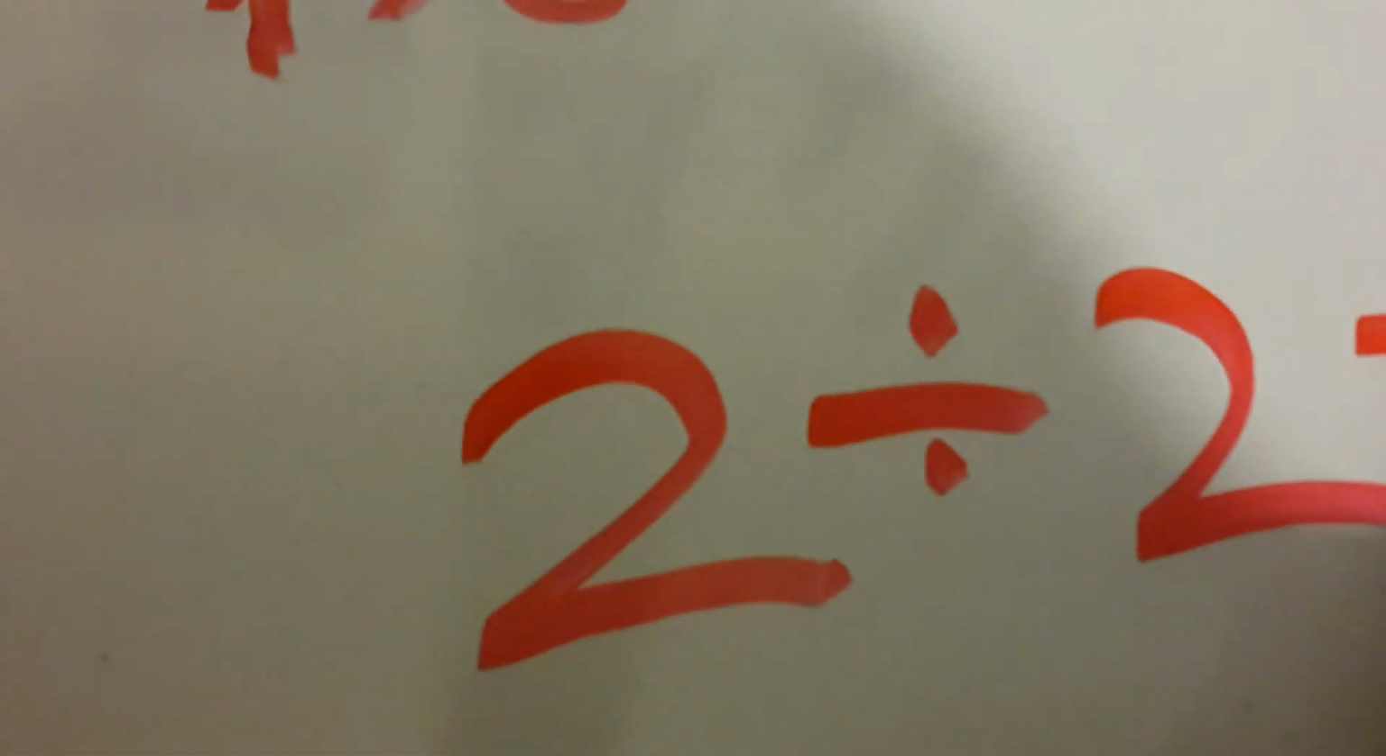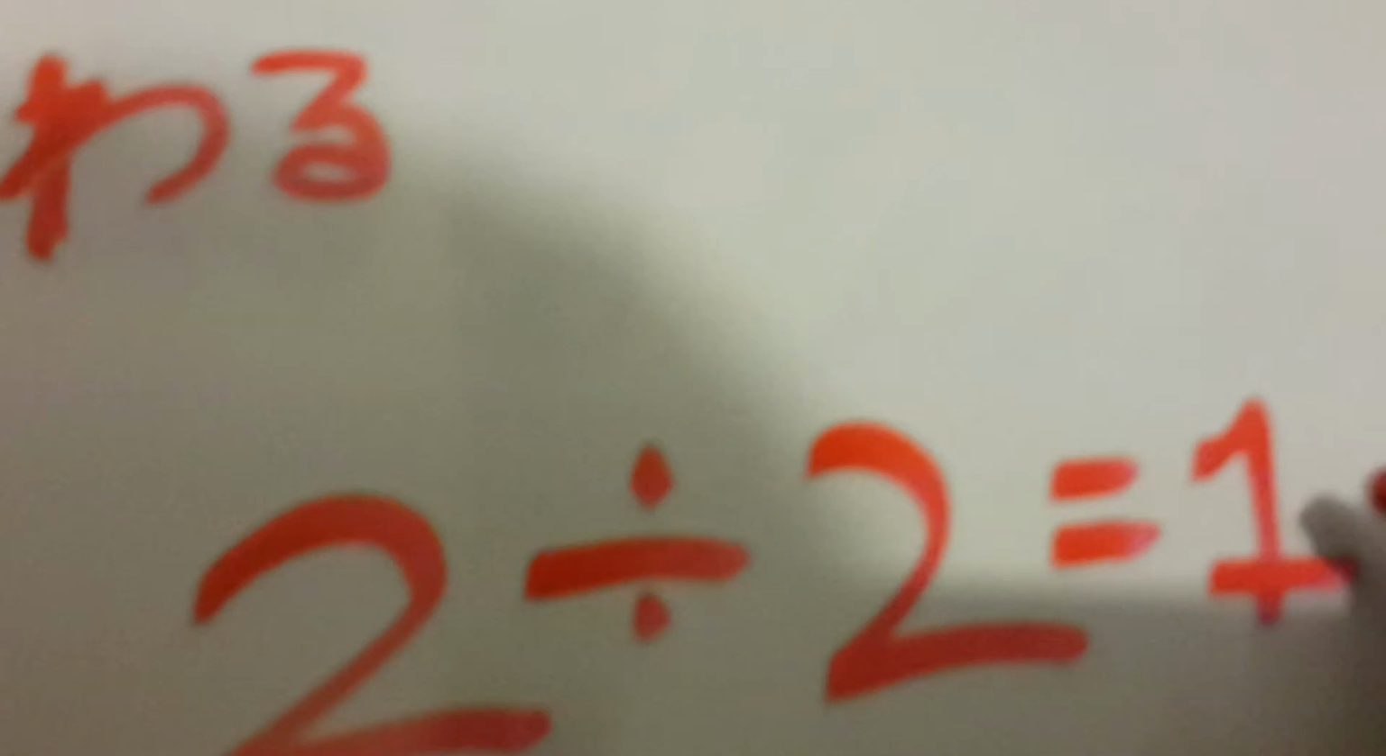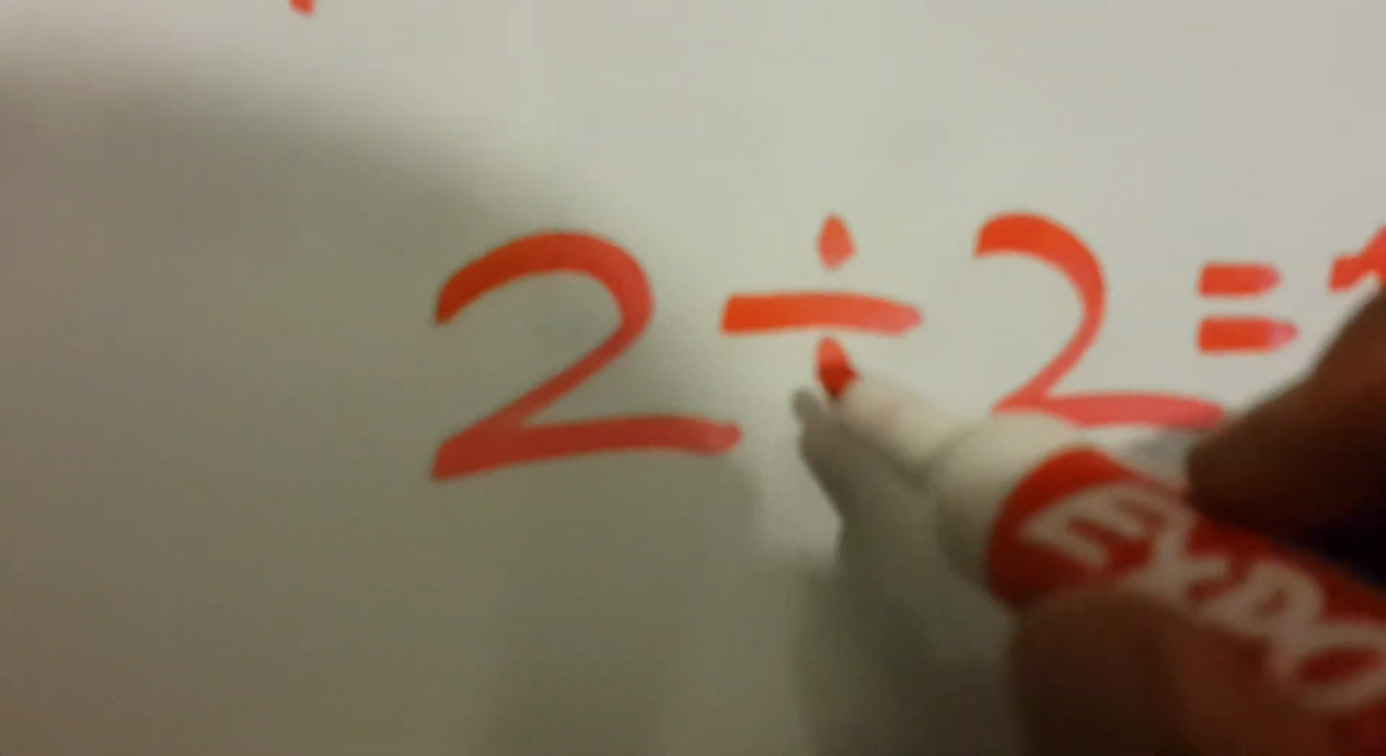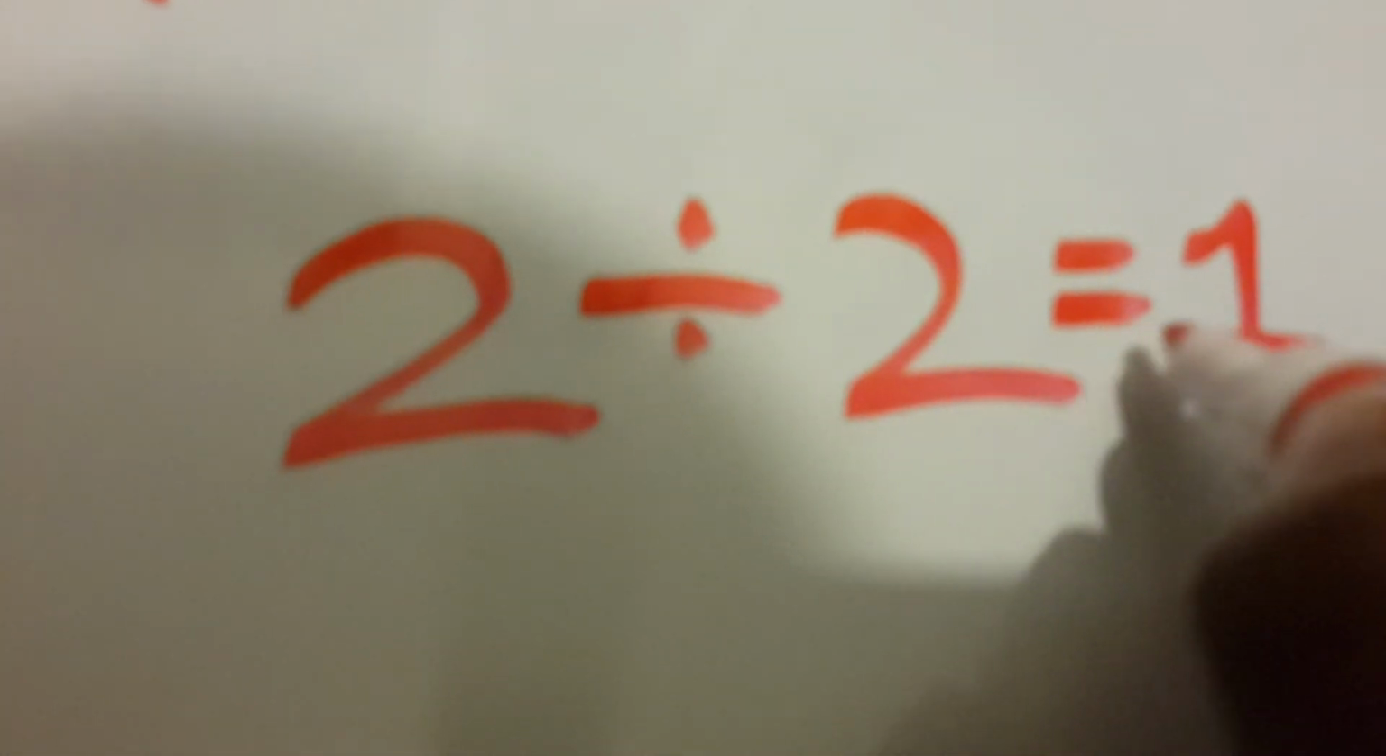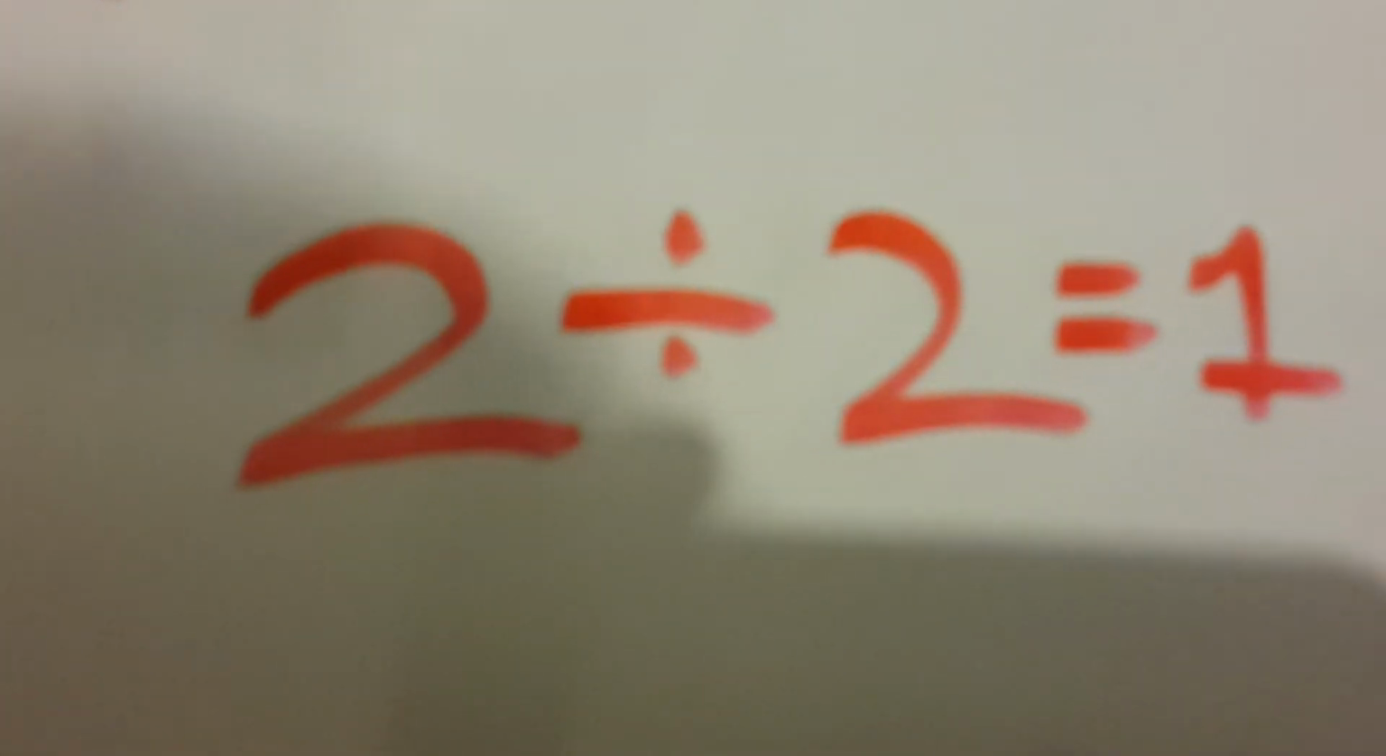Unlike the other math symbols, this one cannot be pronounced in English. The dividing symbol is pronounced as, and this is the only way you can pronounce it, waru. For example, if I wanted to say 2 divided by 2 equals 1, I would say ni waru ni wa ichi.